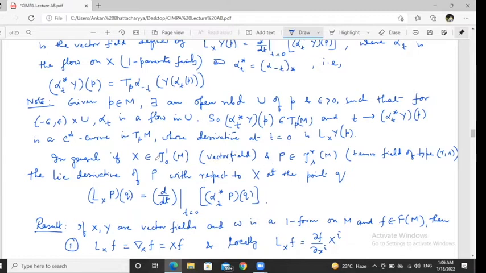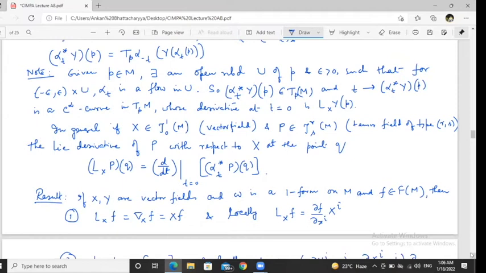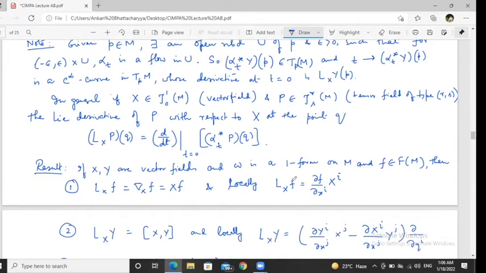Now, in general, if X is a vector field on M and P is a tensor field of type (r, s), then the Lie derivative in general is L_X P equal to d/dt of alpha_t star P at t equal to 0. So this is the concept and the definition of the Lie derivative.